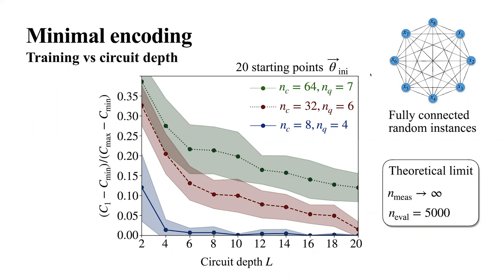We use 20 different starting points. So the initial angles, the initial parameters, we randomly select them 20 times. That's why we have a mean value. This is the line, and the shaded region represents plus or minus one standard deviation.